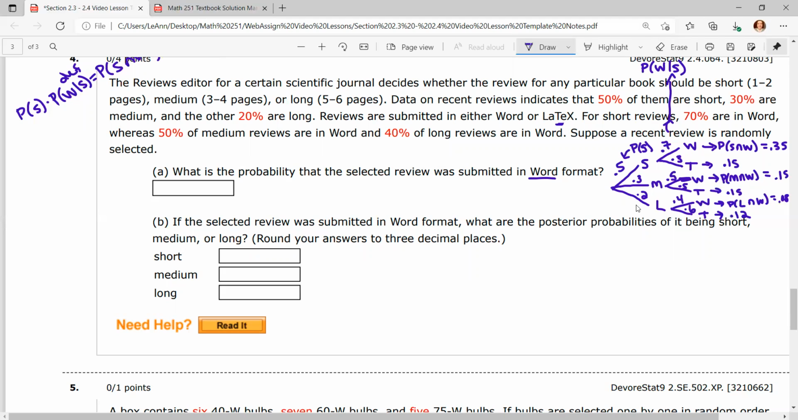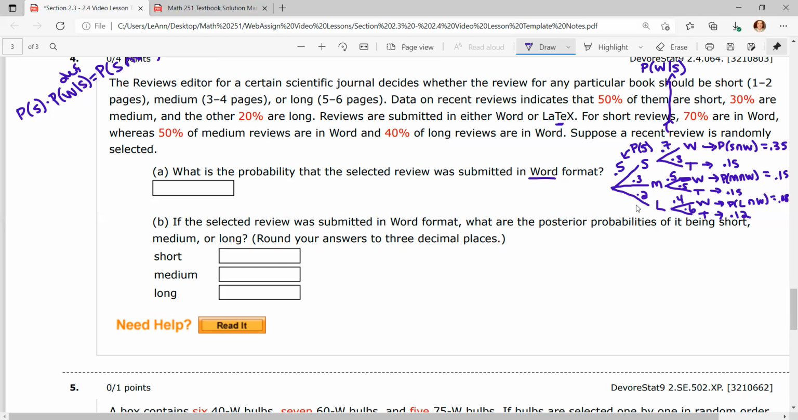Now, I only focused on the ones that had Word because I was already looking ahead at my question, but you could obviously label all of these. This would be short and LaTeX, medium and LaTeX, long and LaTeX intersections. This should sum to 1 as well. So that is 50, 30, and 20. Yeah, that adds up to 1. So that's our total breakdown of our tree.